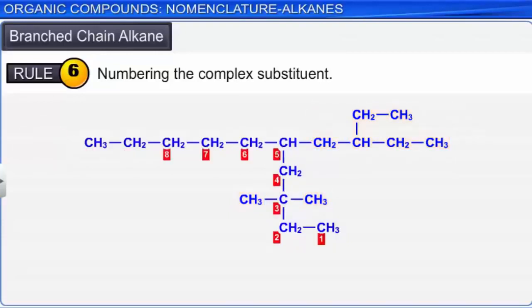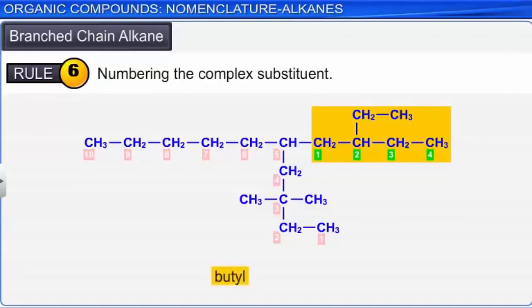Then, the substituent groups are named. As there are 4 carbon atoms present, the alkyl group is butyl. The ethyl group is attached to the second carbon atom. Hence, the name of the substituent is 2-ethylbutyl. The substituent 2-ethylbutyl is attached to the 5th carbon atom of the parent chain. Hence, it is 5-(2-ethylbutyl). Here, 2-ethylbutyl is written in parentheses.